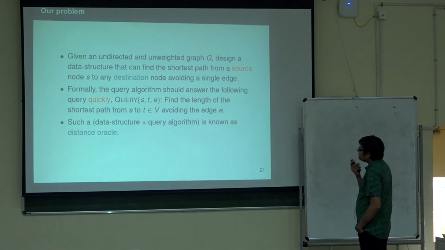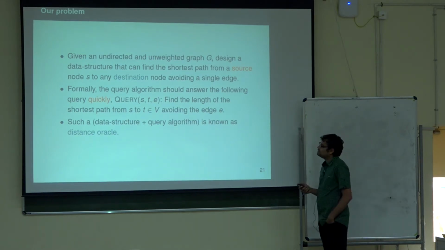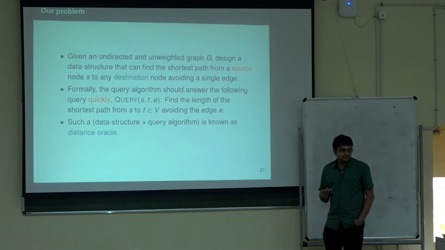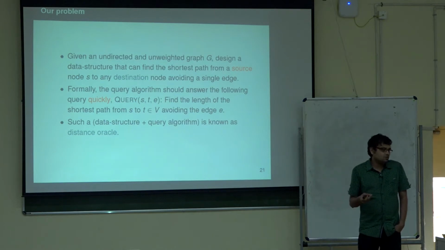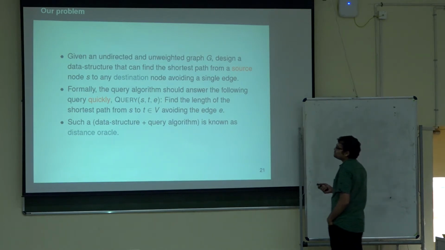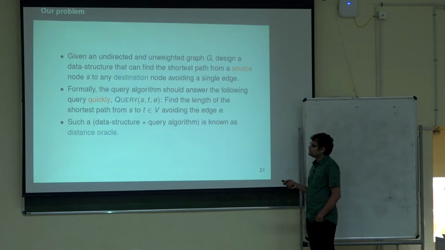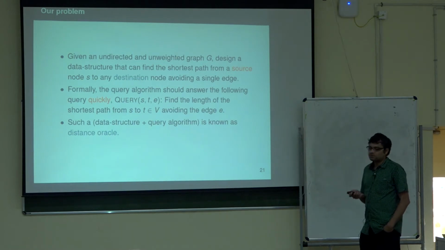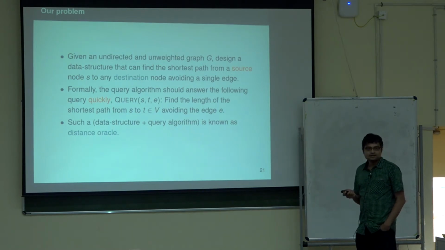Formally, the query algorithm should answer the following question quickly. So this is query (S, T, e), where this source S is fixed. T can vary, and there are many edges e that you want to avoid. So you want to find the length of the shortest path from S to T, avoiding this edge e. Such a data structure and query algorithm is also known as a distance sensitivity oracle. Okay, so now it's not clear what the space and what the time should be.